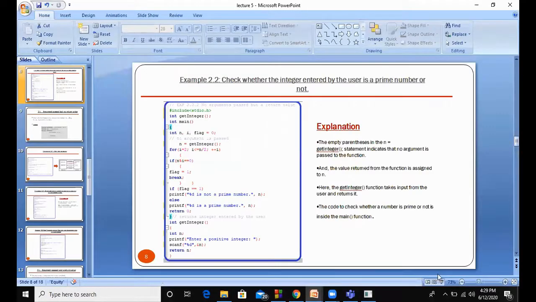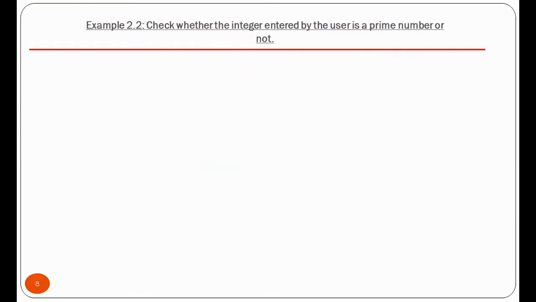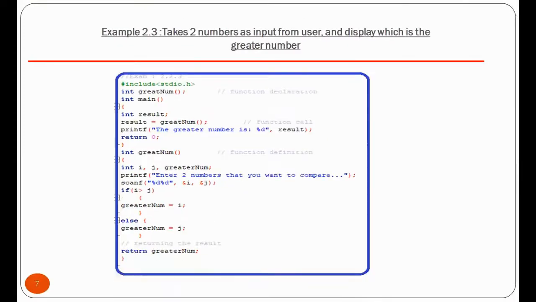Okay, let us see another example. Okay, what this function is doing? It is actually take two numbers as input from user and display which is the greater number. So this is the main program. This is function declaration, that is great number. Int means it is returning a value. Brackets are empty. That means no arguments. So in main function we have result. We are storing the return value from the function in result, and we are calling the function great number.